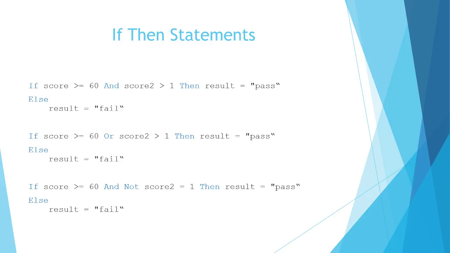So if the score is greater than or equal to 60 or score 2 is greater than 1, then we can say that it's a pass. But if neither of those conditions are met, else, result is fail.